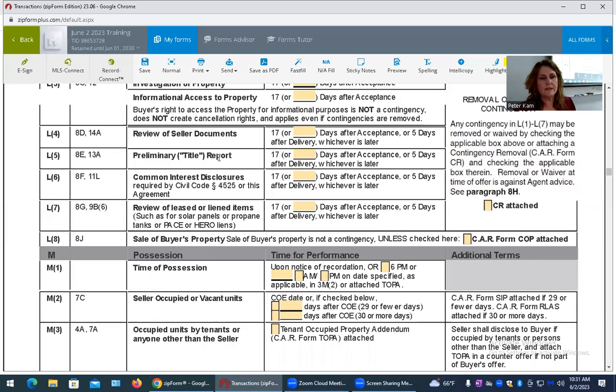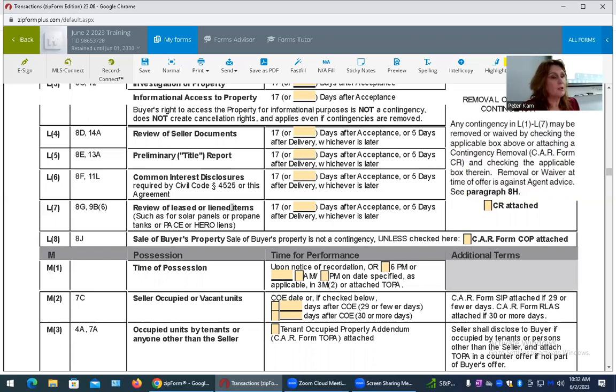Okay. Review of seller documents. You have 17 days after acceptance or 5 days after delivery. We always say listing agents deliver those as quick as possible because we don't want to be the reason that any contingency was extended. Okay. Same with the preliminary title report. We recommend that you order it right away. The title companies will do that for you. Be proactive when you're a listing agent. Have the NHD ordered and the prelims so that you're already reviewing those.